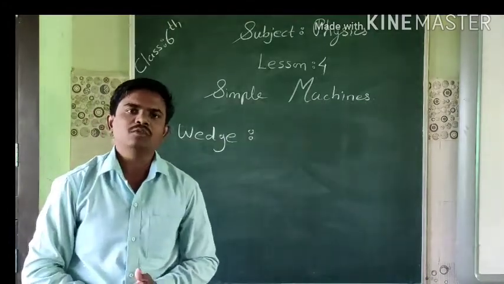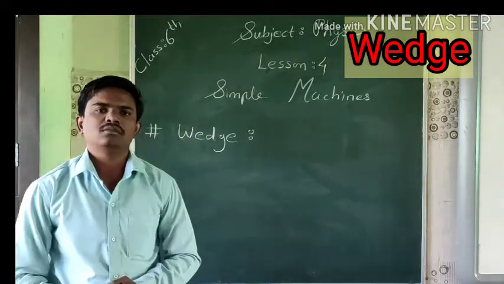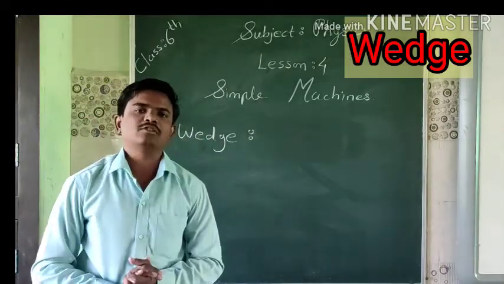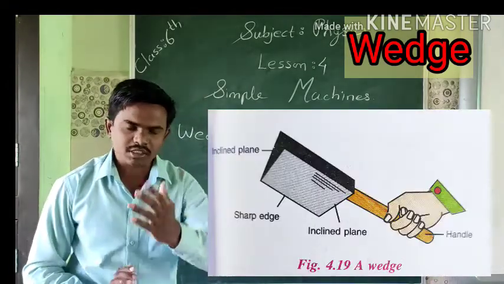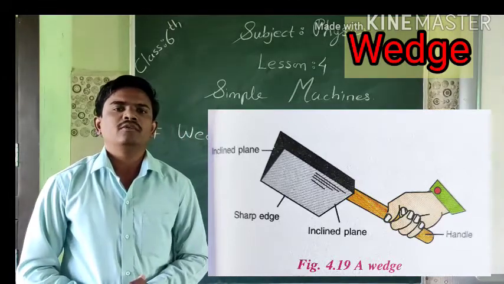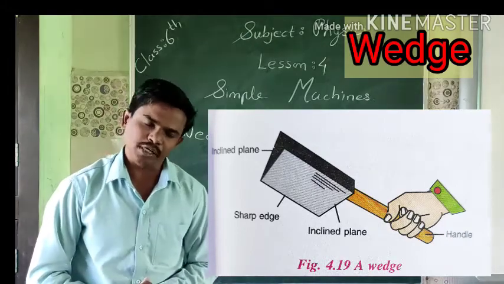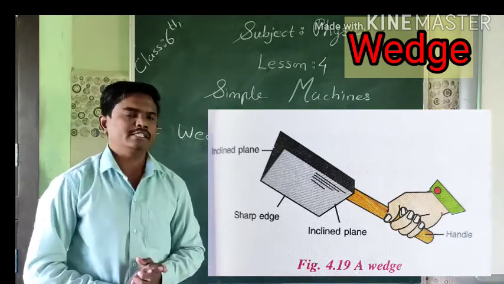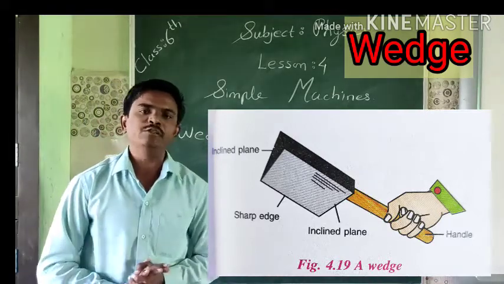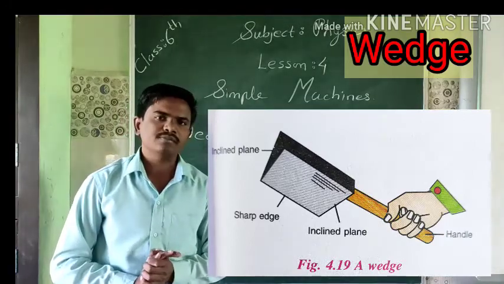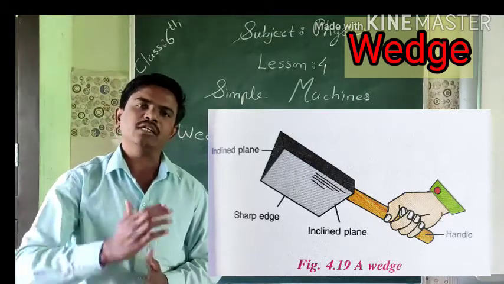Now I will teach you another simple machine, that is the wedge. So we can say that students, a wedge is a simple machine having a sharp edge which is formed by putting two inclined planes together. As shown in the figure, a wedge is used to split a log. It is very easy to drive the wedge into the log.